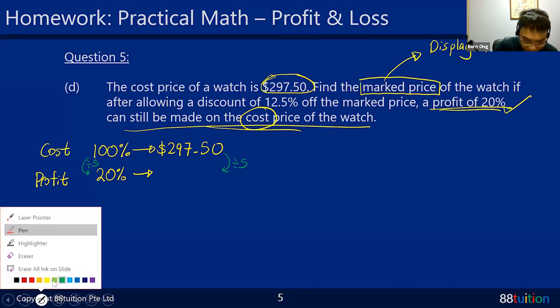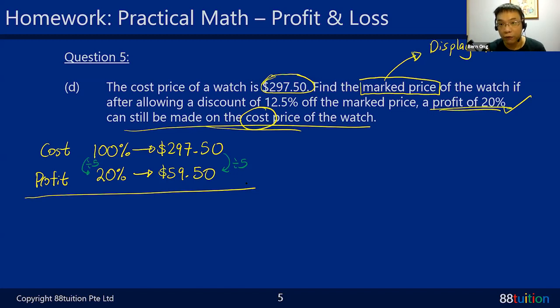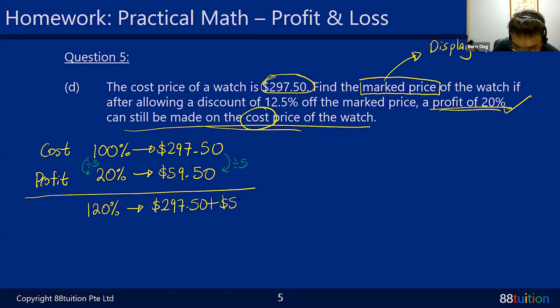$59.50. So this is the profit that I want to make. I want to get this profit. So how much must I be able to get? So 120% will simply be $297.50 plus your $59.50. Okay, so this amount is what I want to get. I don't care. After the discount, I want to get this amount back. So I want to get 357 back.